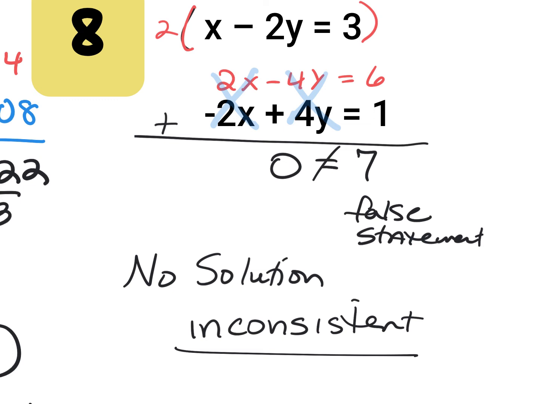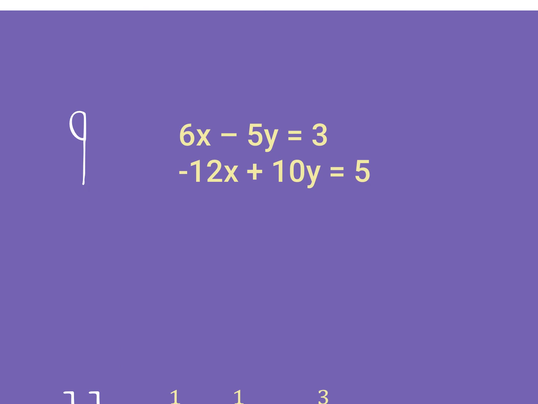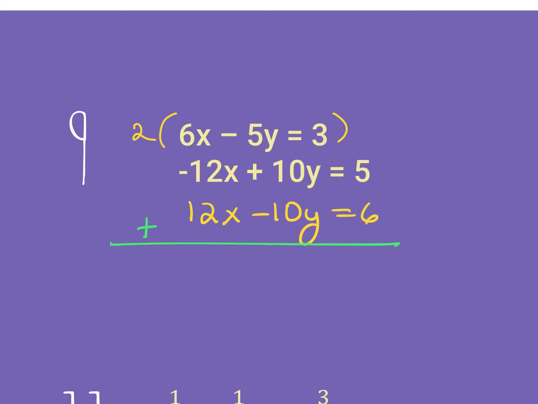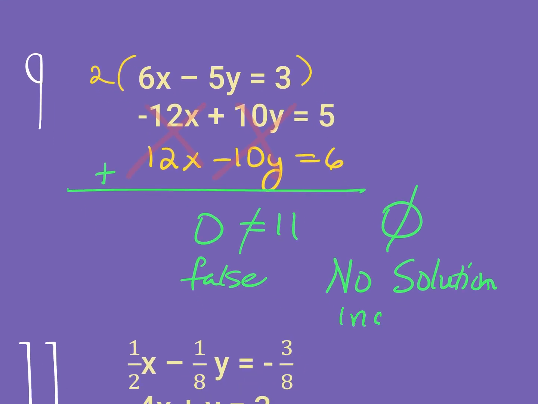Let me try number 9. Right, number 9, another special case. Again, we need to try to eliminate one of the variables, but when I multiply my first equation by 2, notice what I'm going to end up getting is 12x minus 10y equals 6. And then when I go to add them, both variables again cancel out. So again, I'm left with 0 equals 11. Again, this is false. 0 will never equal 11. So this is no solution. And again, you would classify it as inconsistent.